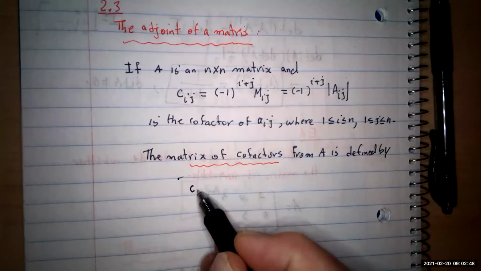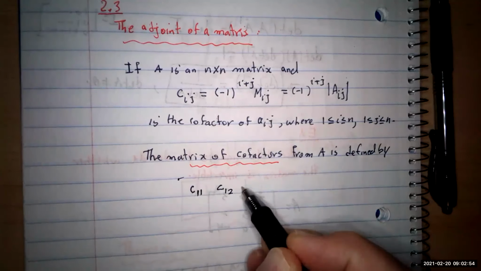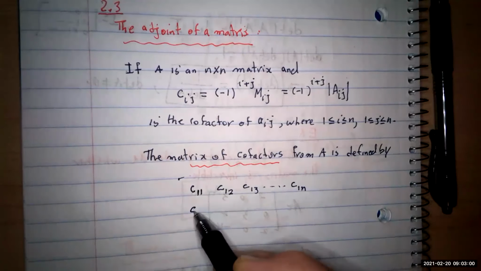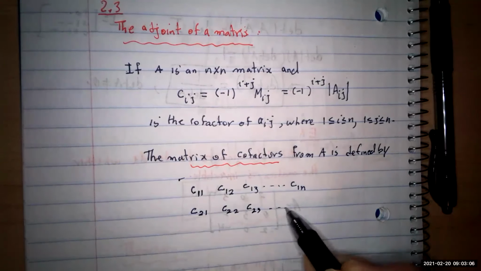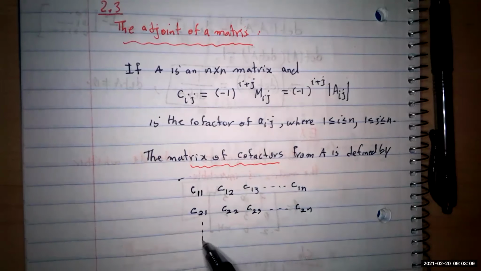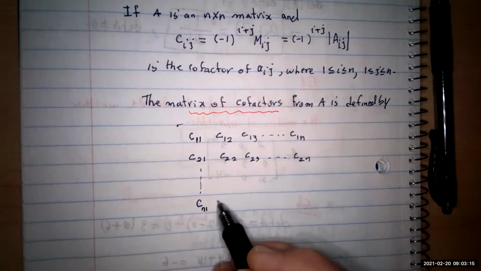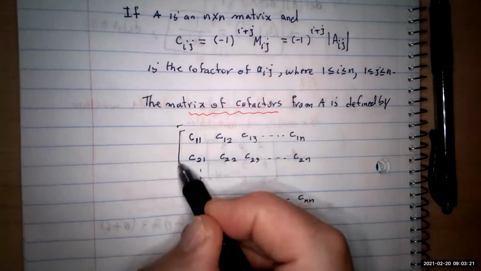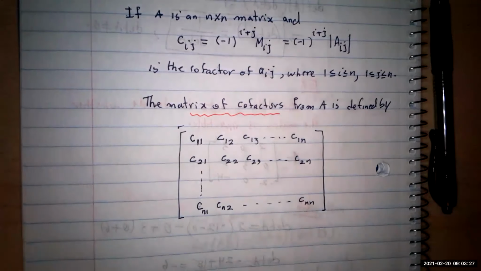The first row is going to be C11, C12, C13, up to C1n. And then the second row would be C21, C22, C23, etc., to C2n, and then we continue to the last row, which is Cn1, Cn2, up to Cnn. So this is going to be the matrix of the cofactors.